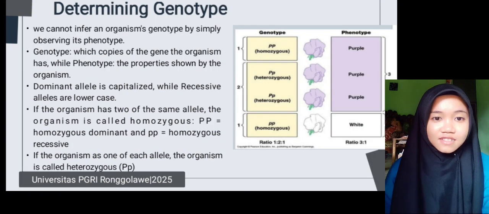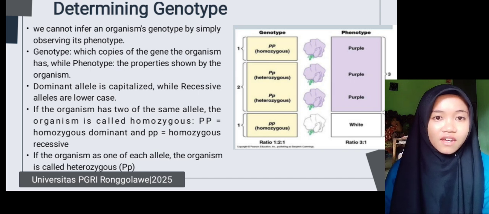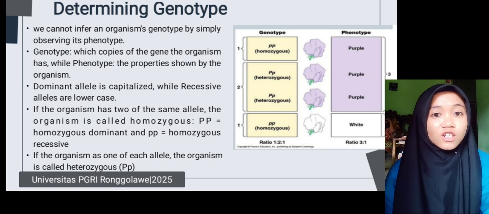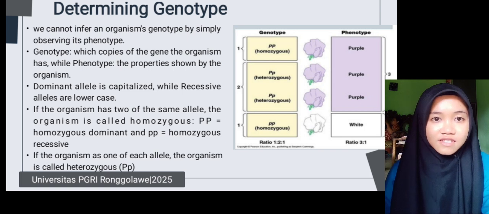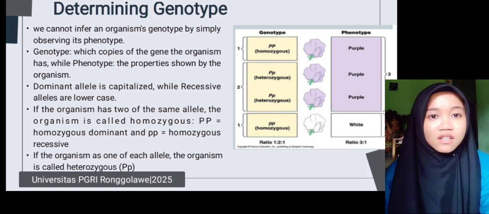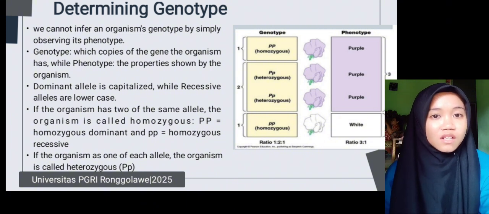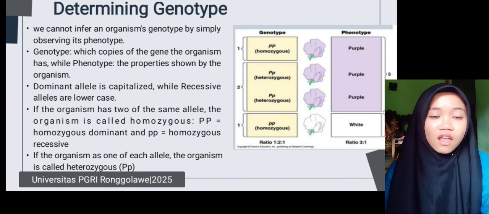The next slide, determine genotype. We can now infer an organism's genotype by simply observing its phenotype. A genotype, which is the copies of the gene the organism has, determines the phenotype, the property shown by the organism. Dominant alleles are capitalized while recessive alleles are lowercase.